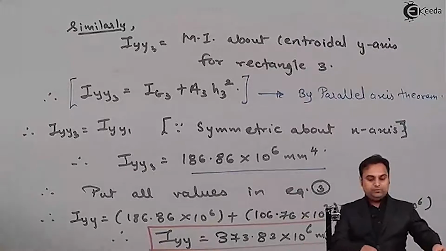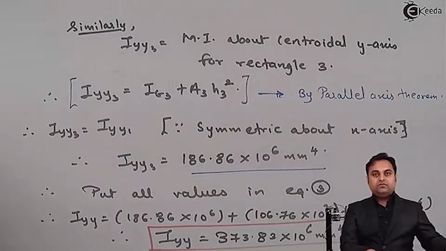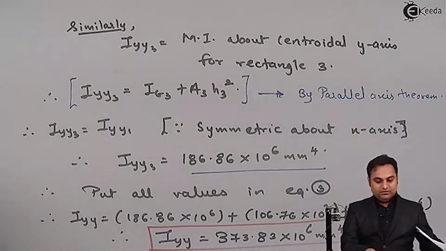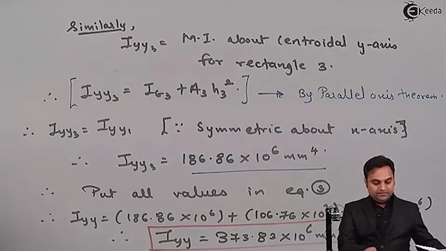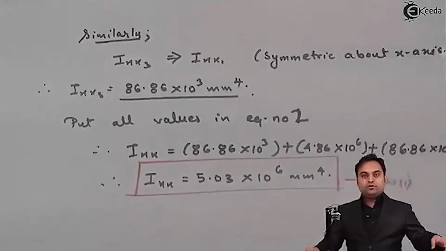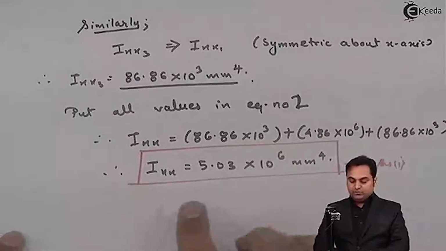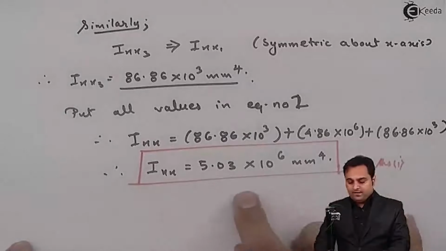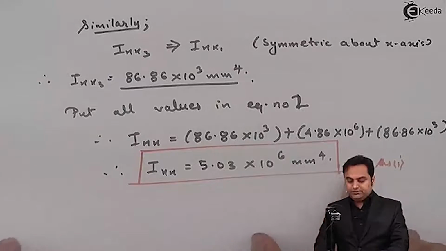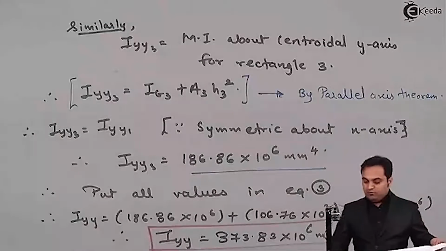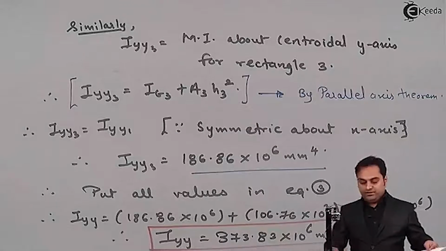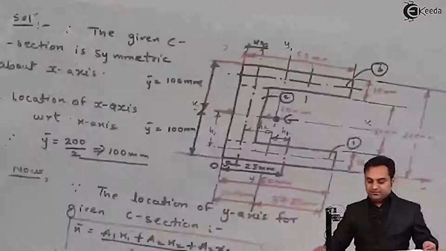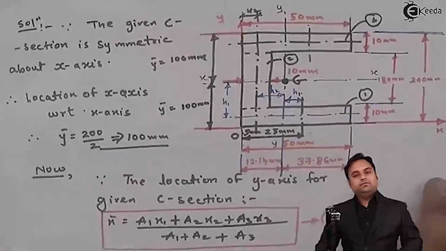As we look into the problem, there were two things asked: calculation of MI about the x-axis and about the y-axis for the channel section. So about the x-axis we have found the value 5.03 into 10 raised to 6 mm raised to 4. About the y-axis, 373.83 into 10 raised to 6 mm raised to 4. And with this we complete the question.